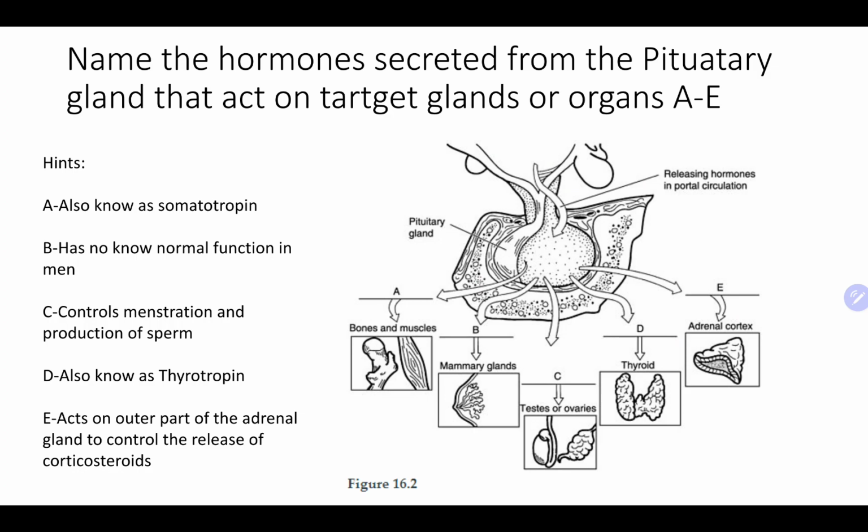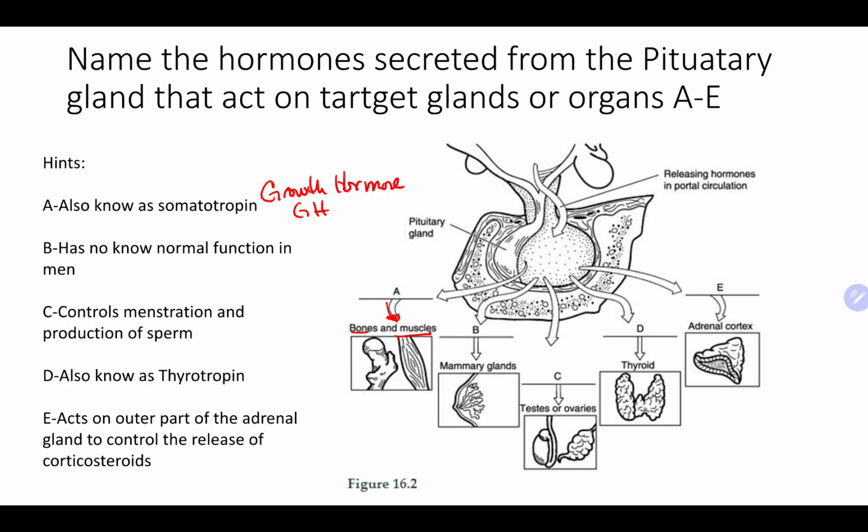So we want to name the hormones secreted by the pituitary gland that act on the target gland or organs, right? So A is also known as somatotropin. This is going to target bones and muscles. That's going to be that growth hormone, GH.